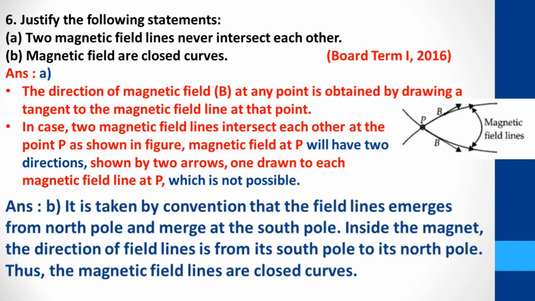Magnetic field lines are closed curves. It is always taken that field lines emerge from the north pole and merge at the south pole, and inside the magnet the direction of field lines is from the south pole to north pole, and they never intersect also. So these field lines are always forming a closed curve.